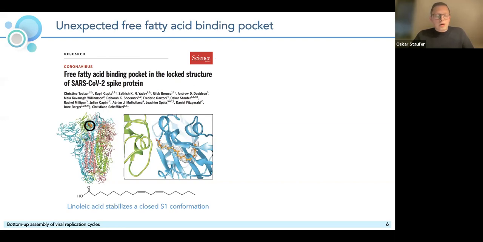Now, many of you are almost experts, I would say, in SARS-CoV-2. At least that's what the last 3 years of pandemic have brought to us. But I still want to introduce some of the basic aspects of the spike protein to you in order to show you how we use this to establish synthetic viral replication cycles and how we use such a primitive viral particle to understand the function of this fatty acid binding pocket.